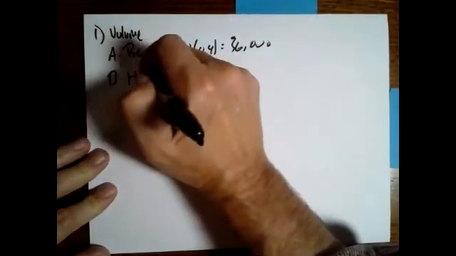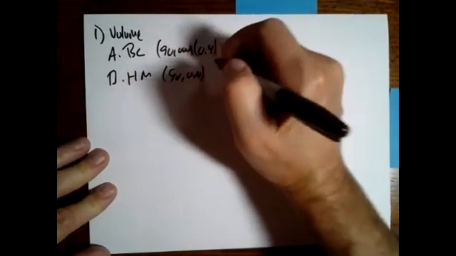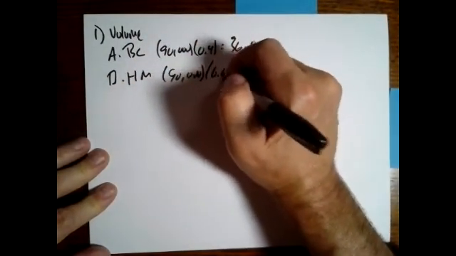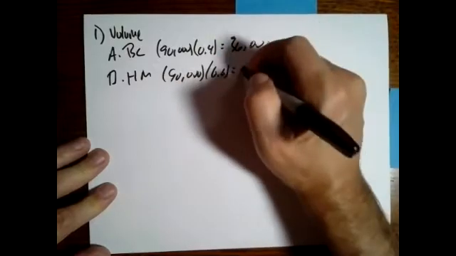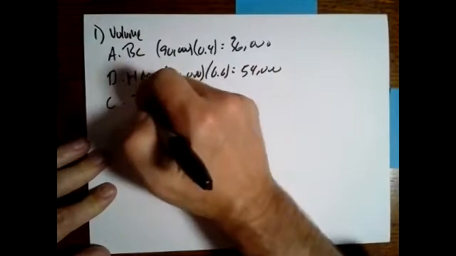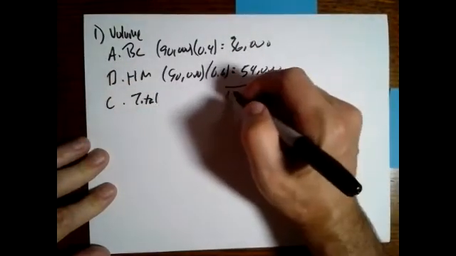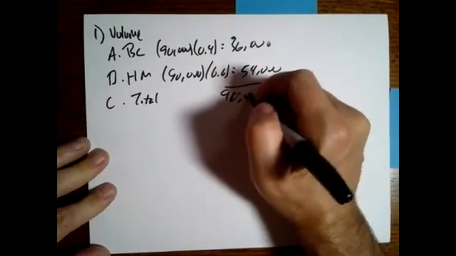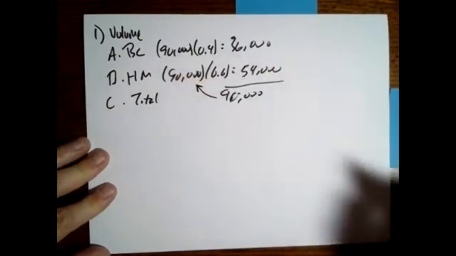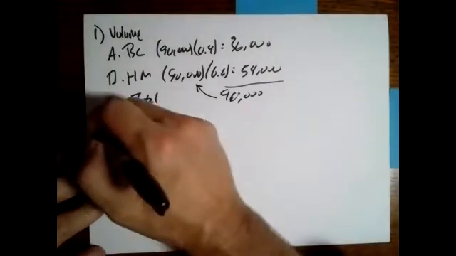Part B, we're going to have Highmark. Again, we have 90,000 total visits, 60% of which come from Highmark. So that's going to be 54,000 visits. So our volume total is going to be 36 plus 54, or 90,000, which matches what we were starting with. Okay, so that's our volume assumptions.